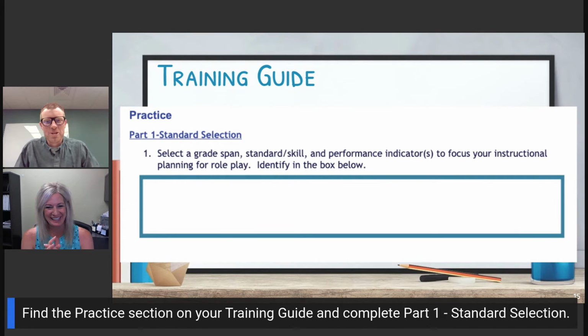Appreciate that. So now that Kim has modeled how she selected her standard and a great practice opportunity, now we would invite you to do the same thing. So the first part of that would be finding the practice section on your training guide and completing part one, standard selection. So here you're selecting what standard you want to focus on. And if you even want to go a step farther, you can select a performance indicator. And if you want to, you can even use a RMC Health Skill Guide to check out the sub skills that are included within that standard.